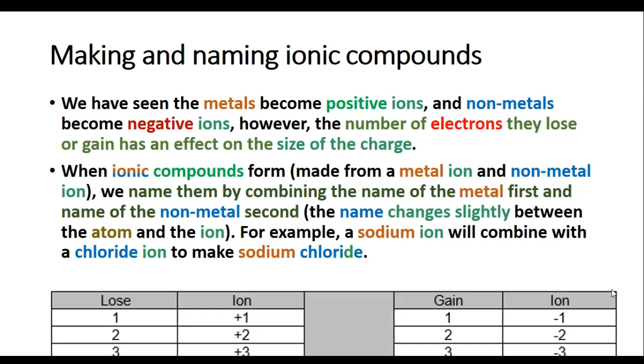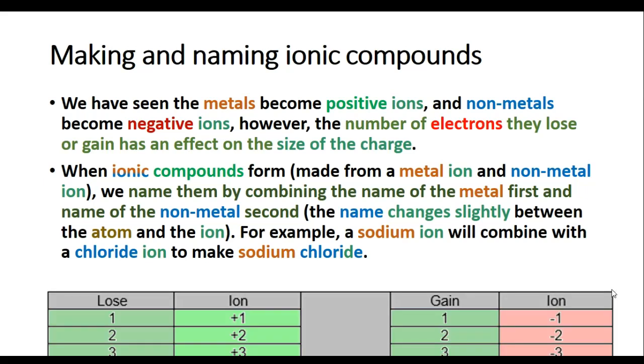Remember that chlorine is the atom, chloride is the ion. So you then make sodium chloride. Now we have a table underneath showing what happens to the charge when we lose and gain electrons.